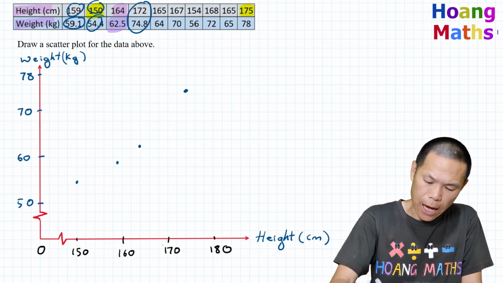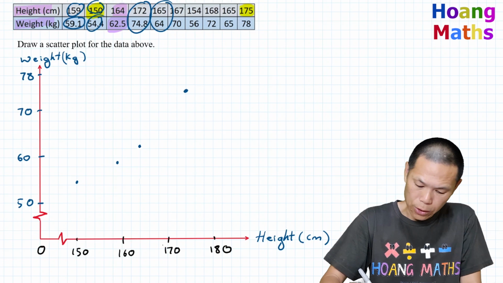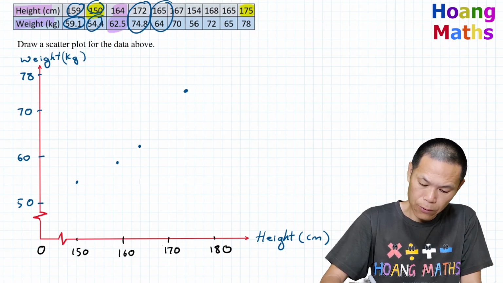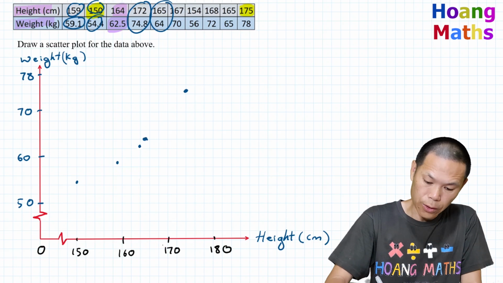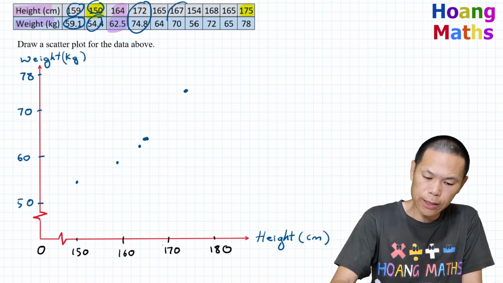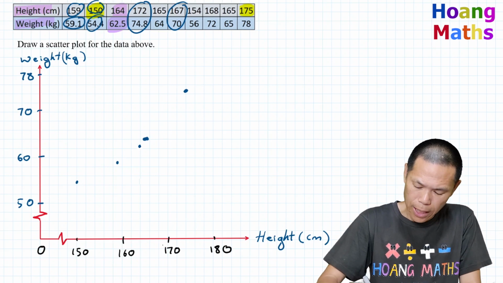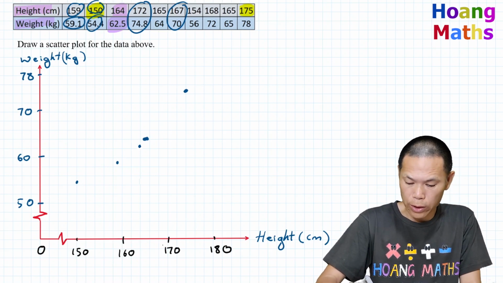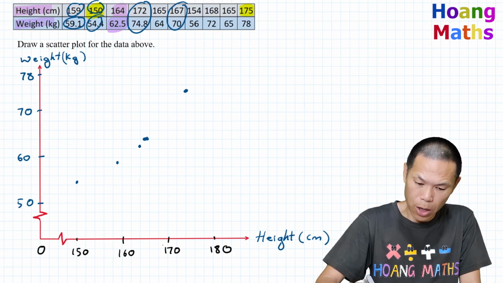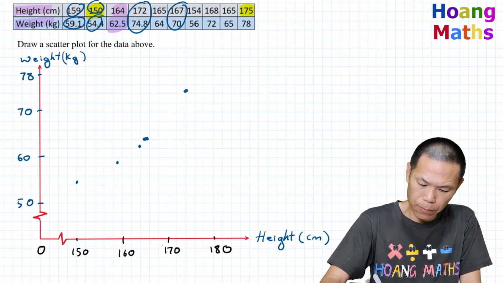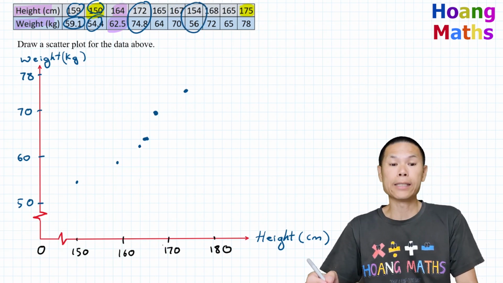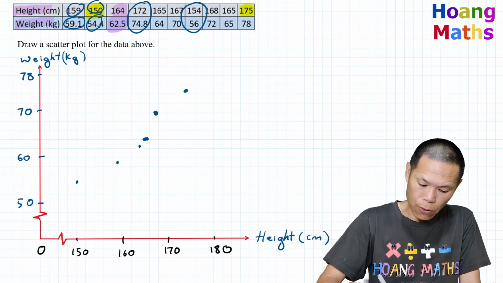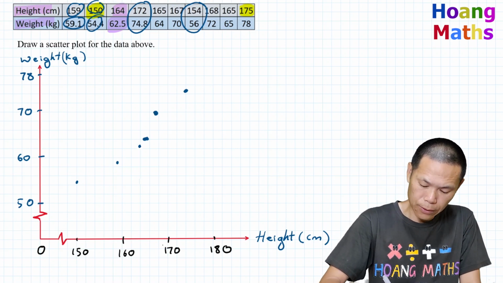So there you go. And 165, 64. So 165 is halfway between 164 and 166, and then 64, so 2, 4, so 60. There you go, roughly. And 167 and 70. So 168 is here, so it's between 166 and 168. Okay, keep that in mind. And then 70, so we just go up. So it's here. And the next one is 154 and 56. There you go.